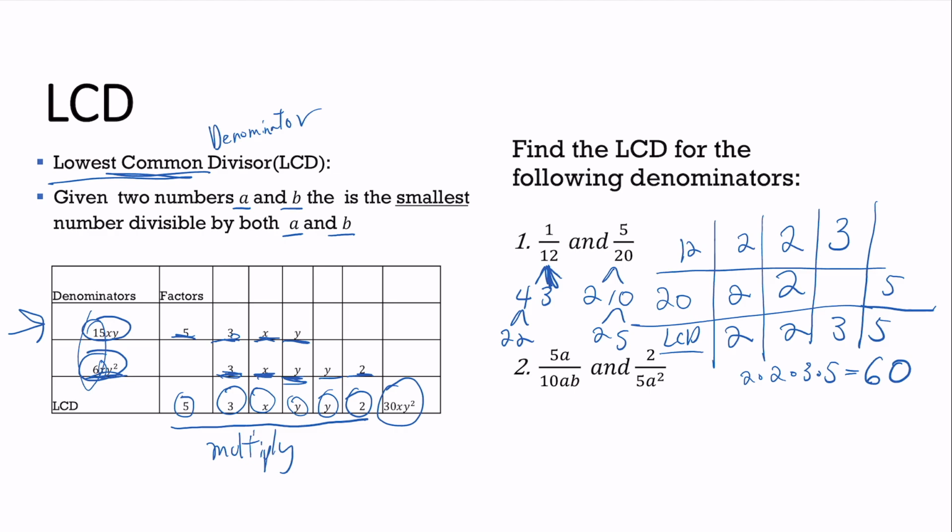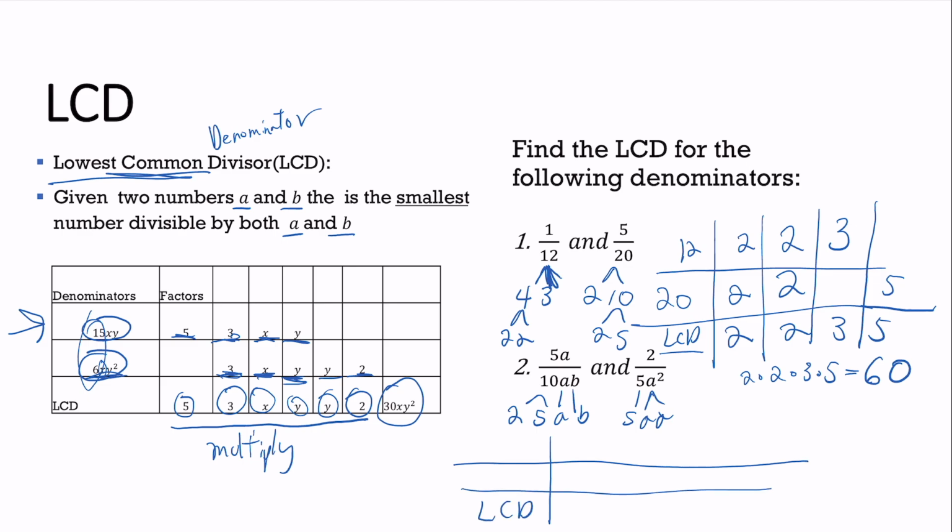I do the same thing when there are variables involved. 10 is going to factor into a 2 and a 5, but I also have an A and a B. 5 is prime, so it doesn't factor down, but I've got 2 A's. So I could organize a table if I wanted to figure out what my least common denominator is. So for 10AB, I have a 2, a 5, an A, and a B. And for 5A squared, I have a 5, an A, and another A. So the least common denominator would be 2 times 5 times A times B times A, which would be 10A squared B.